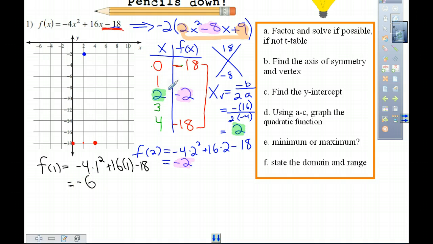So we get negative 6. 1 comma negative 6 would be right here. And we get the other side for free. So that means 3, equal distance from the middle, will also be negative 6. So right here is also symmetric.